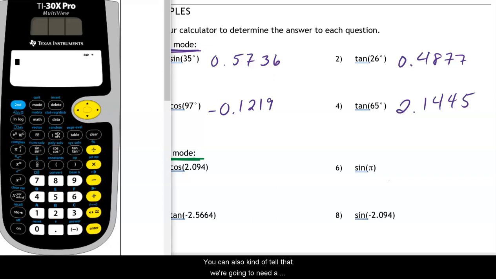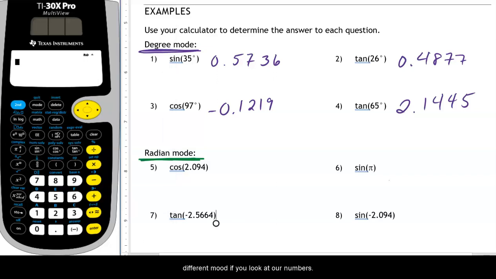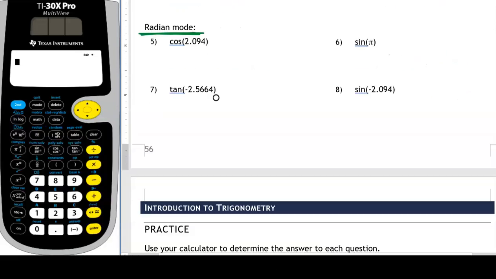You can also tell that we're going to need a different mode if you look at our numbers. If you look at degree mode, notice all of the numbers we plugged in were in degrees. 35 degrees, 26 degrees. In radian, they're in decimal, or you may see them with pi. So let's go ahead and do number 5 here.